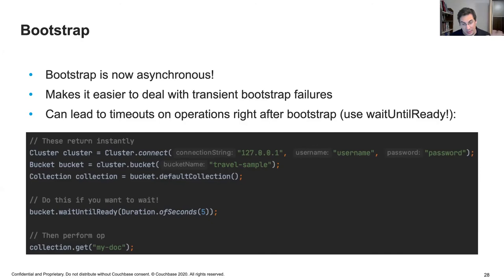When the server bootstraps, and then once your first request comes in, usually everything is already bootstrapped. But if you have a slow network, it might take a little longer to completely bootstrap. And then your initial operation, if you do one like you see on the screen here, the collection get, is performed immediately, and it might time out, right? Because bootstrap hasn't completed yet.